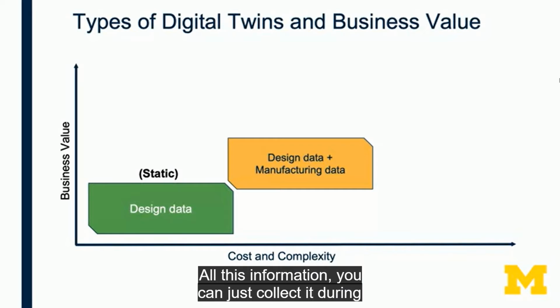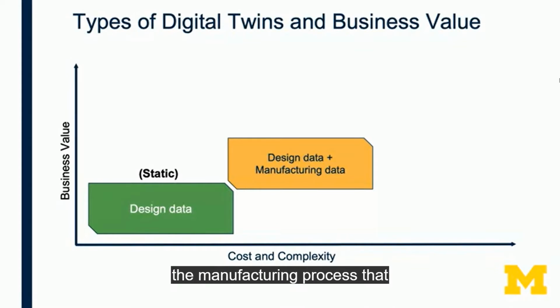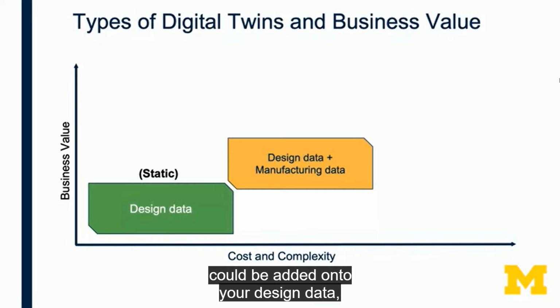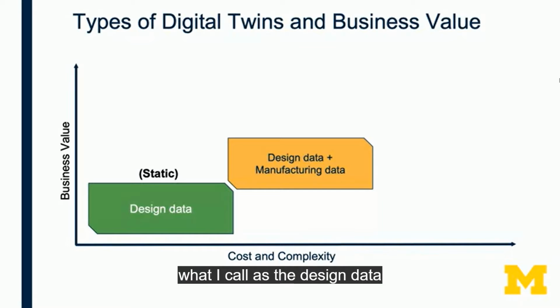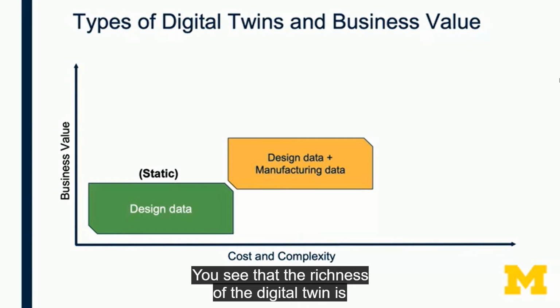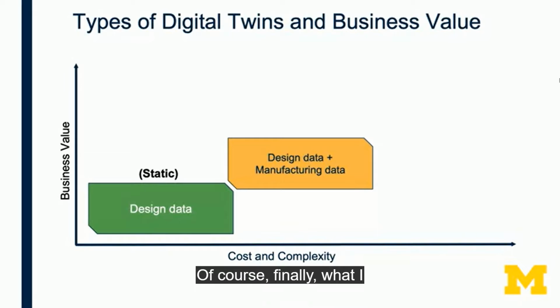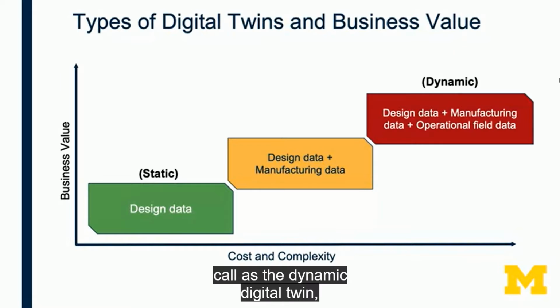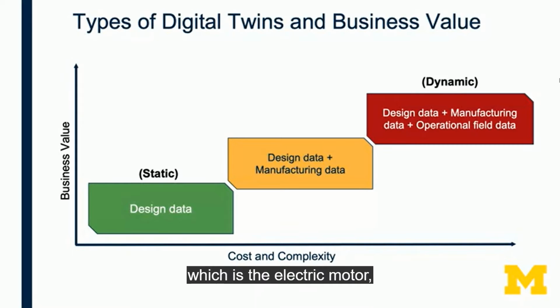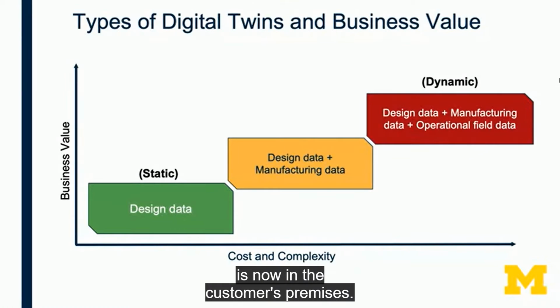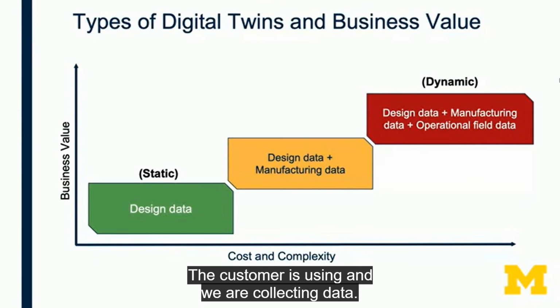All this information you could have collected during the manufacturing process could be added on to your design data, what I call the design data plus the manufacturing data. So you see that the richness of the digital twin is going up as we move from left to right. And of course, finally, what I call the dynamic digital twin, which is where the electric motor is now in the customer's premises, the customer is using it, and we are collecting data.